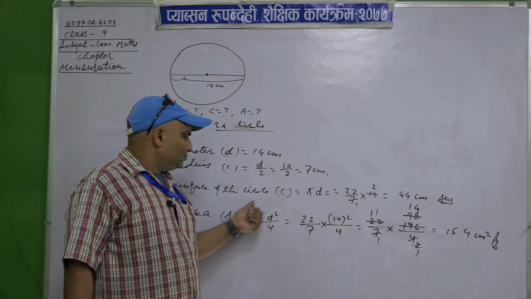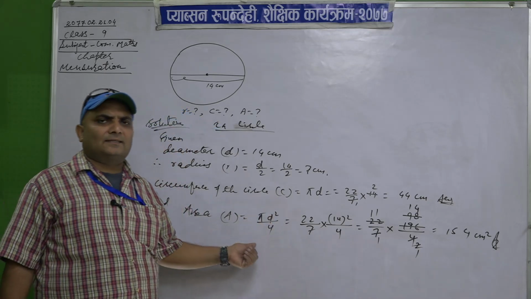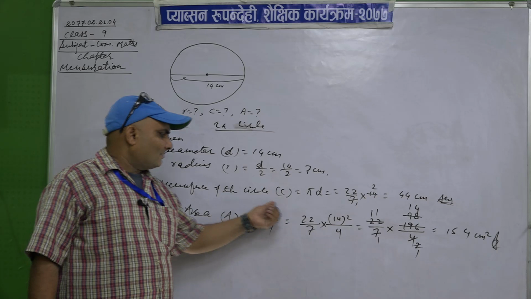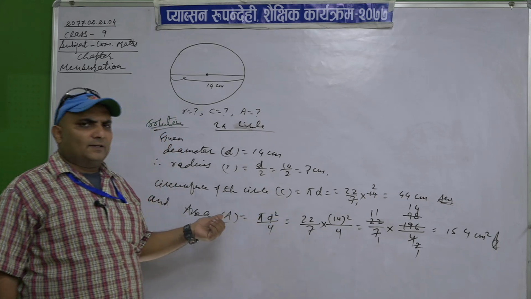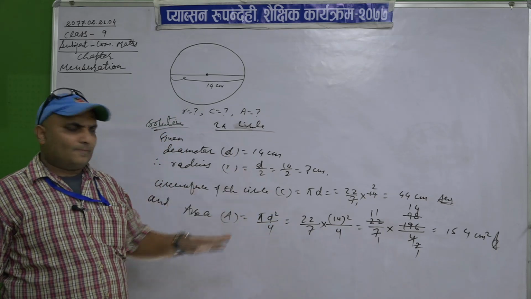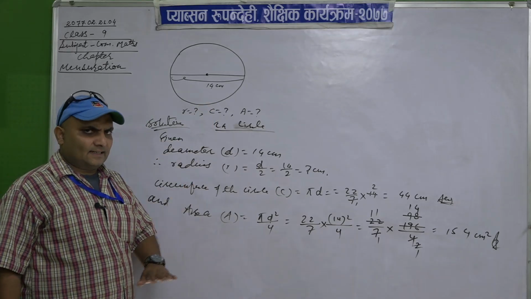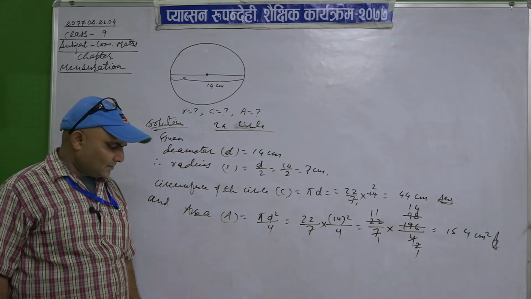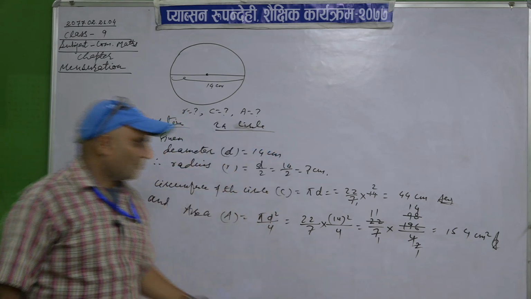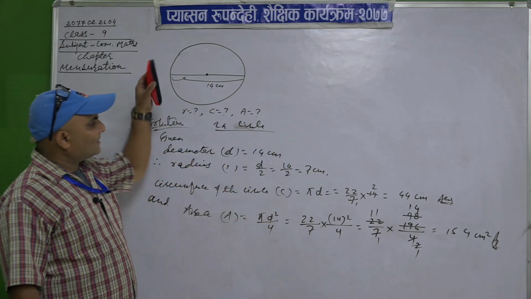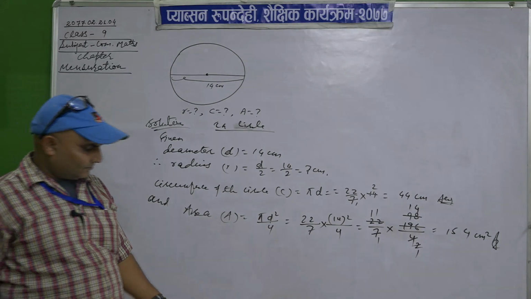Yesterday I used area of the circle as pi r square. Today I have used area of circle as pi d square upon 4. The result will be the same. So, it is the revision class of yesterday. Today we are going to do some new numerical problems. Okay, this is the revision one.